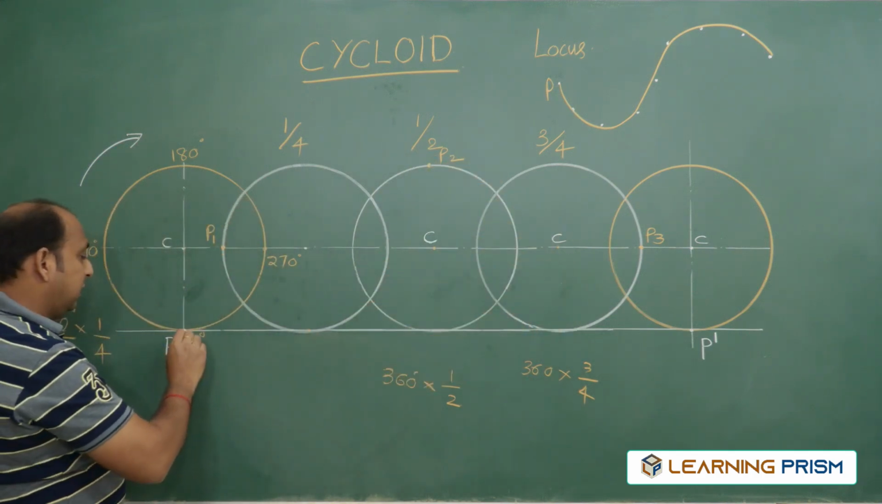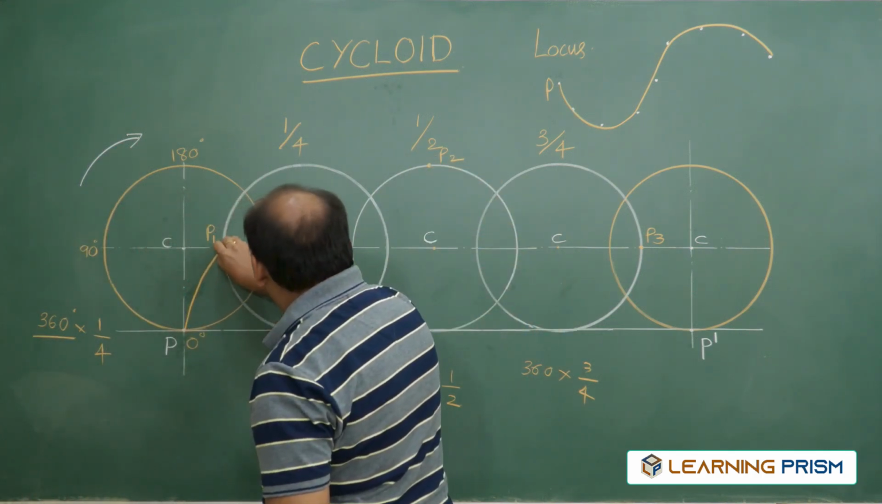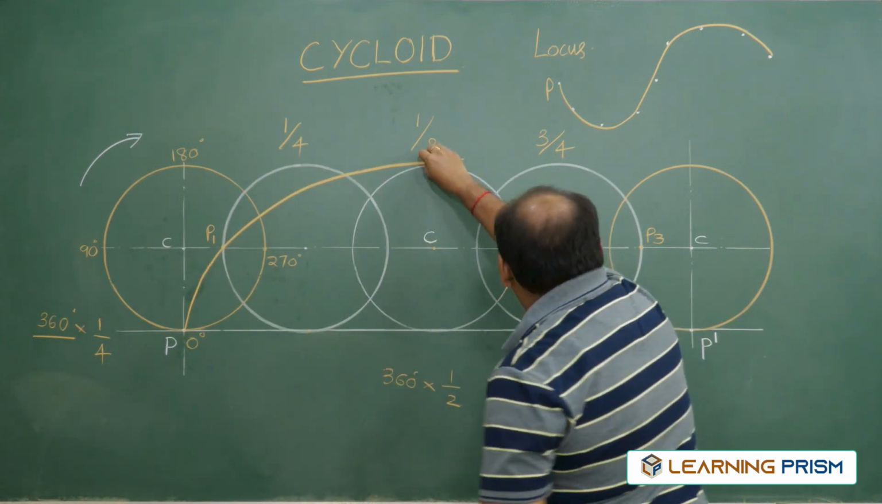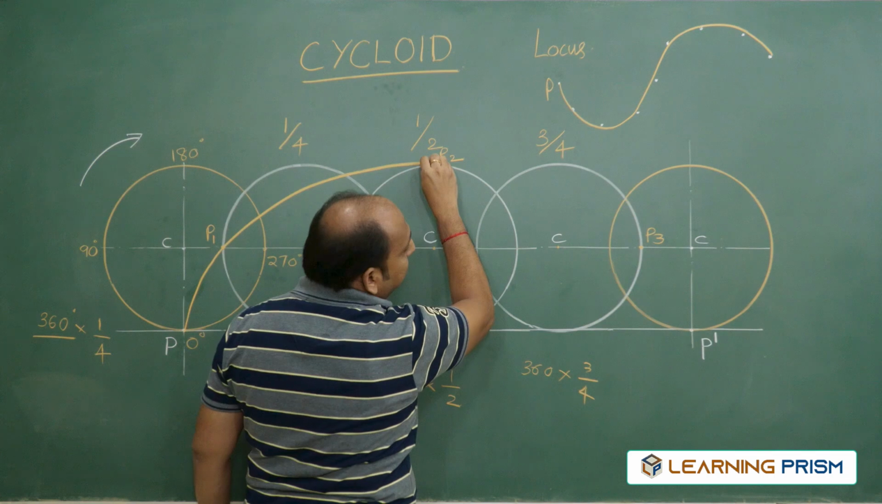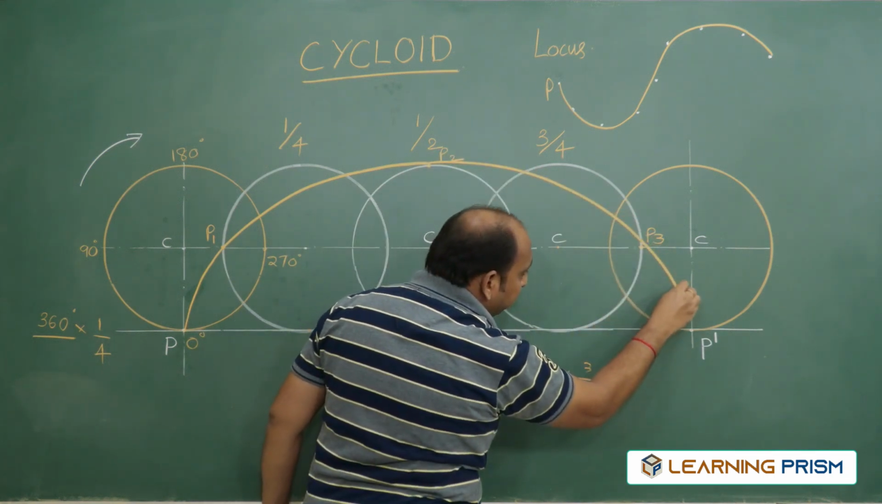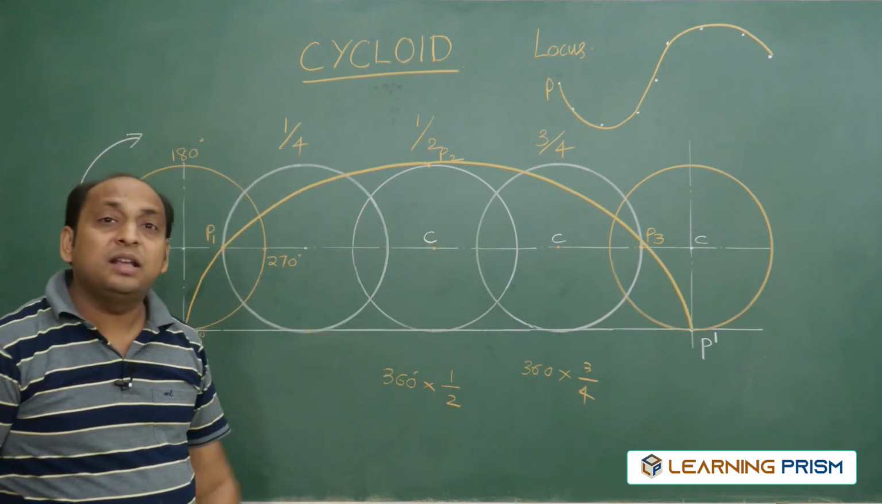Similarly, this is the path traveled. Join all the points: P, P1, P2, P3 and P4. This is your cycloid.